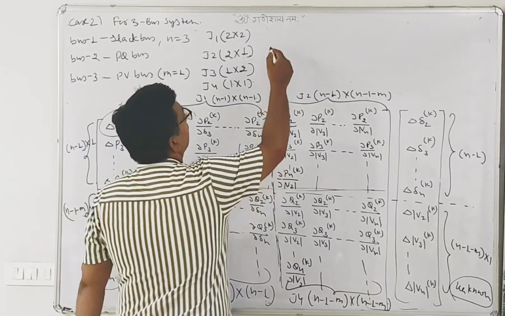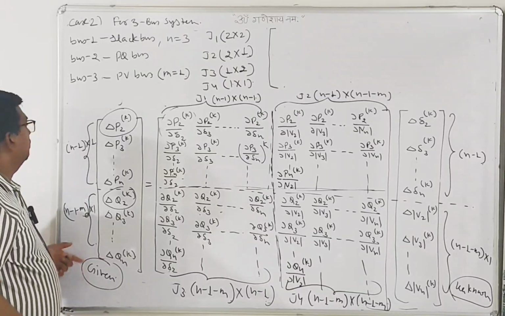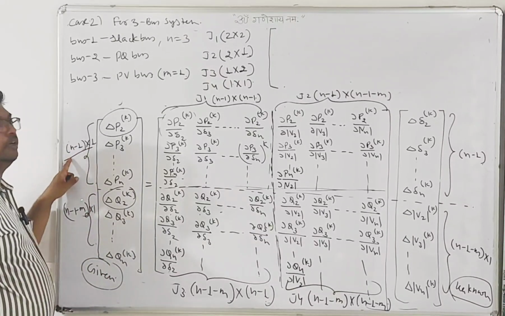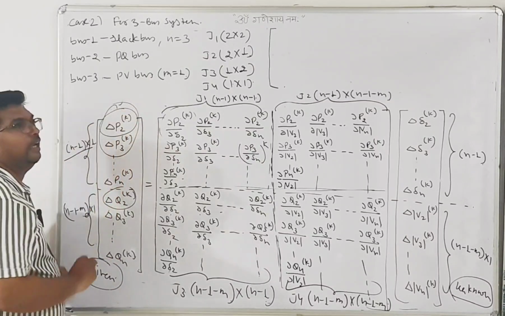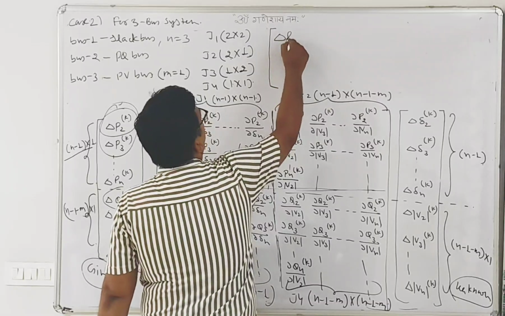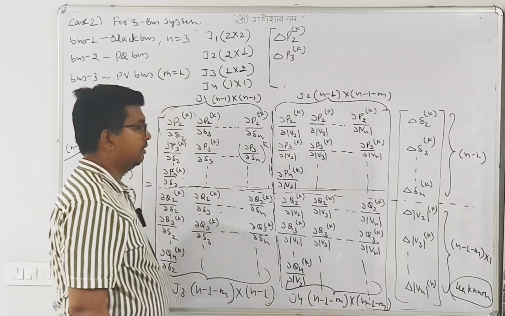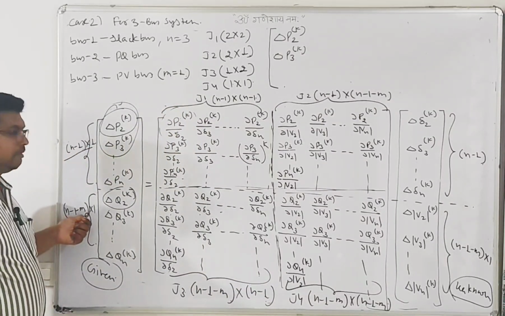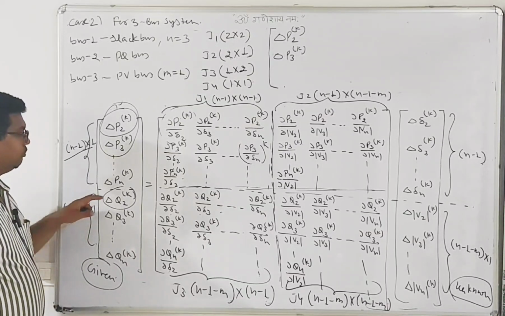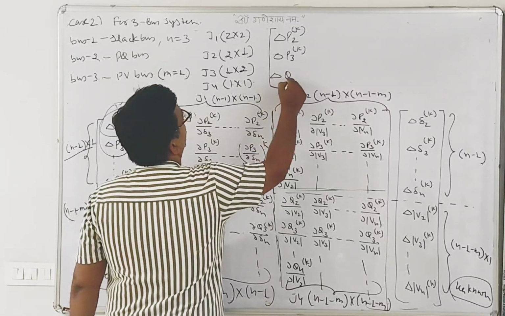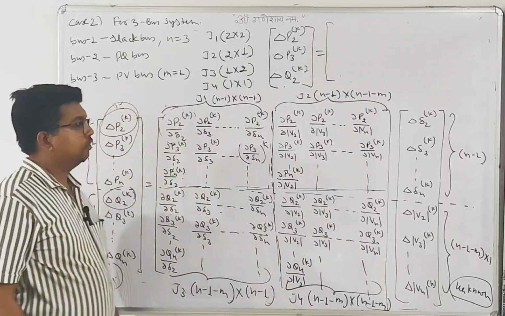So what will be the left-hand side? That is our given quantities. Now, N minus 1 into 1. What is N? 3. It means this size will be 2 cross 1, and in case of 2 cross 1, there will be 2 elements. What are these 2 elements? Delta P2k, delta P3k. Then N minus 1 minus M into 1. What is N? 3. What is M? 1. So 3 minus 2 is 1. So this one term becomes delta Q2k. Equal to, now what is J1?